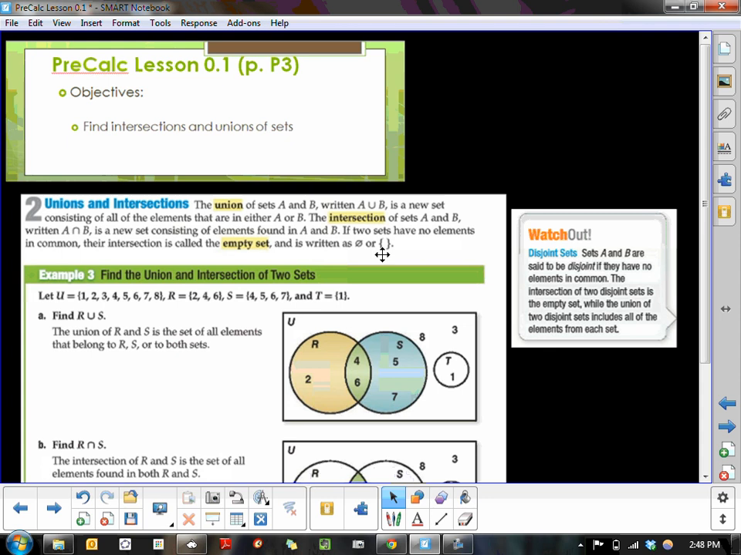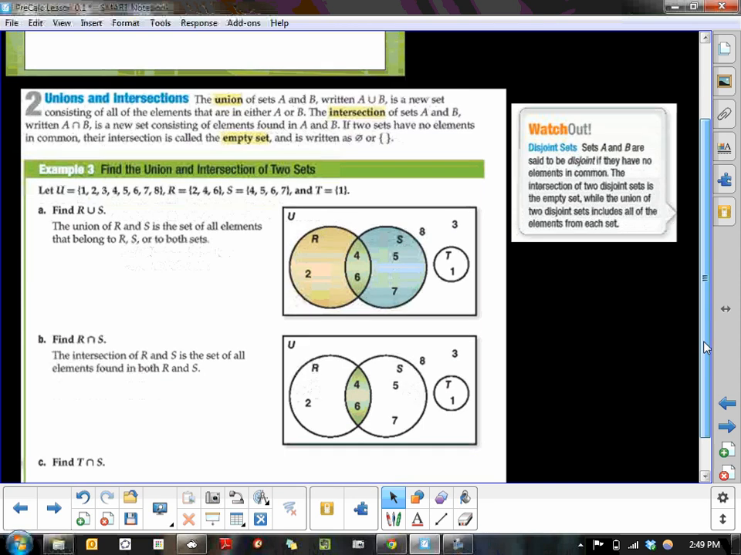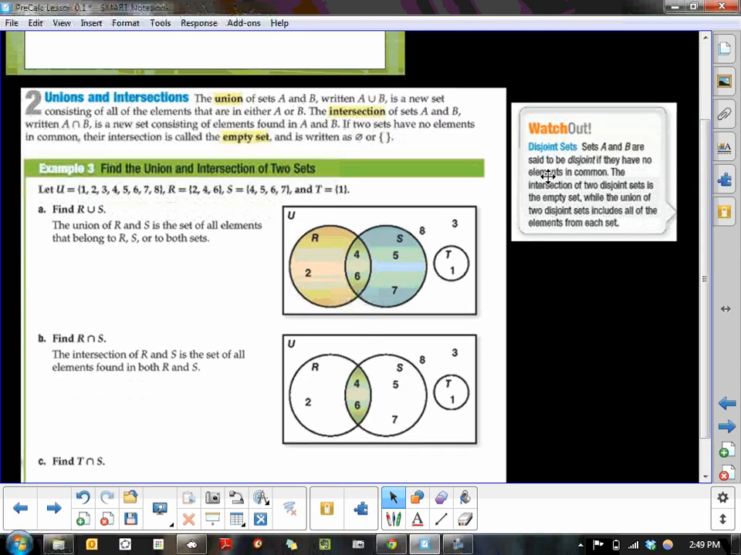So we've got a few things here that we're thinking about. The union, which combines two lists, and an intersection, which finds the things that the lists have in common, and sometimes that list could be empty because there's nothing that they have in common if we do an intersection. And there's a little watch out. They've got another word here that we should be familiar with. It says disjoint sets. Sets A and B are said to be disjoint if they have no elements in common.